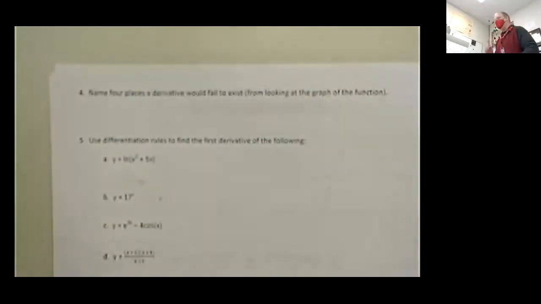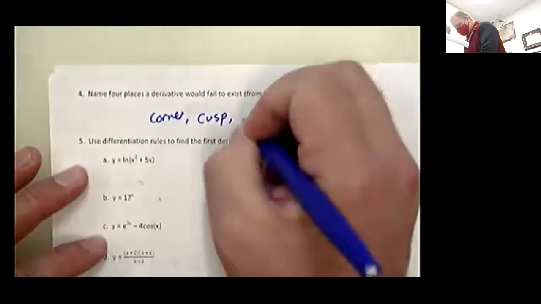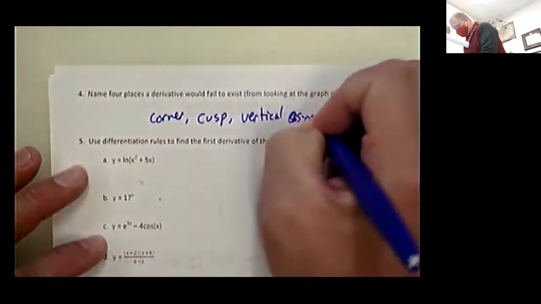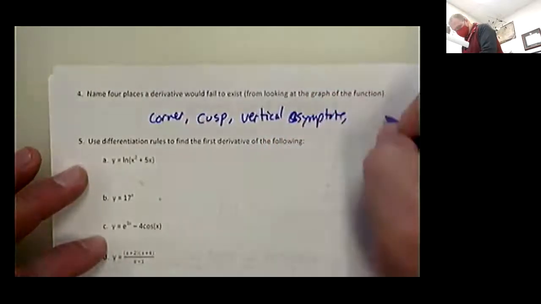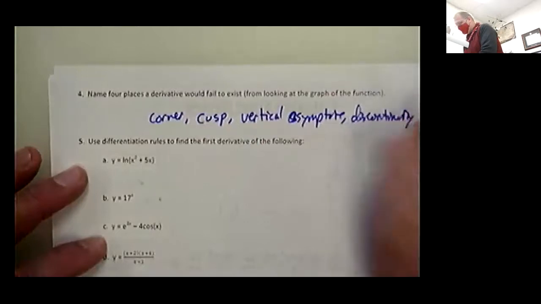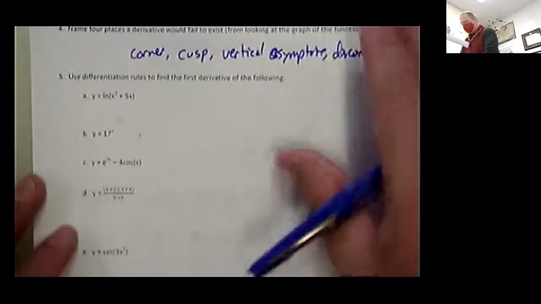Name 4 places a derivative would fail to exist, not discontinuous, where it fails to exist, and that is on a corner, cusp, vertical asymptote, and discontinuity. There are 4 discontinuities, but that's not the same as the 4 places the derivative doesn't exist.